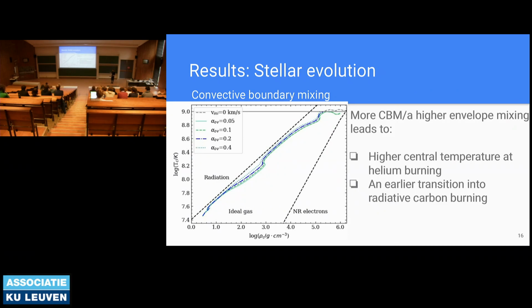So again, more convective boundary mixing, a higher envelope mixing leads to a higher central temperature at helium burning, and an earlier transition into radiative carbon burning, which according to the literature should happen around 22 to 25 solar masses instead of 20.